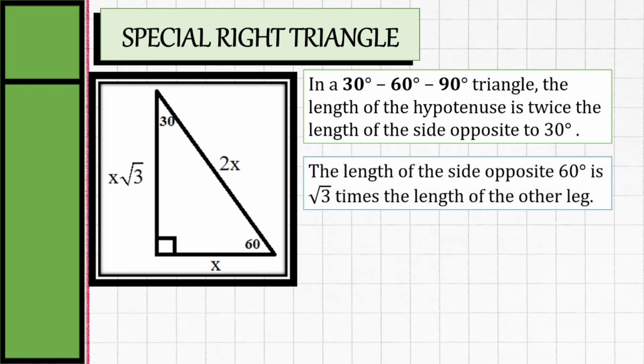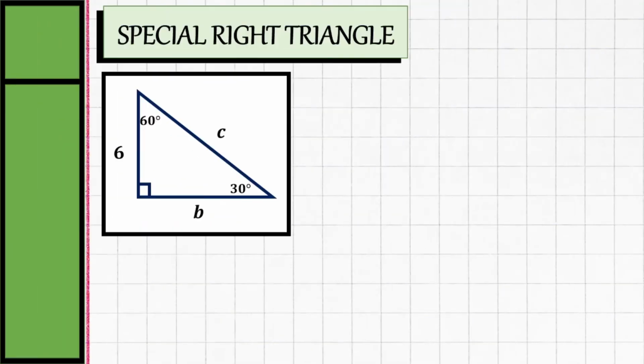Next, the length of the side opposite 60 degrees is square root of 3 times the length of the other leg. So, it will be x times square root of 3. This will be our formula in getting the measurement of this special right triangle. So, let's have some examples in applying this theorem in getting the measurement of each side of a special right triangle. Alright, let's have our first example for today.